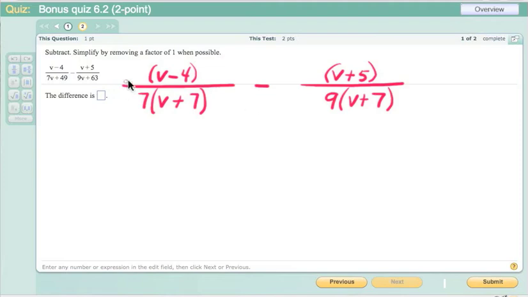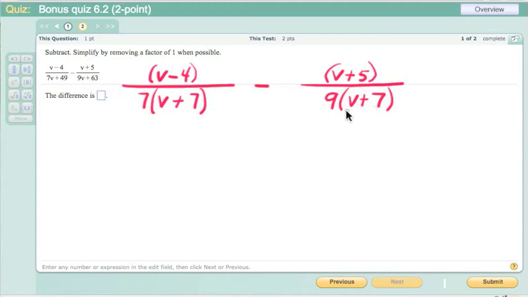What that means is I parenthesized the top. Remember I was telling you how important it is to do that. And then I went ahead and factored what I could factor. I pulled a 7 out of this, and that left behind a v plus 7. And I pulled a 9 out of this, and so that factored like this.